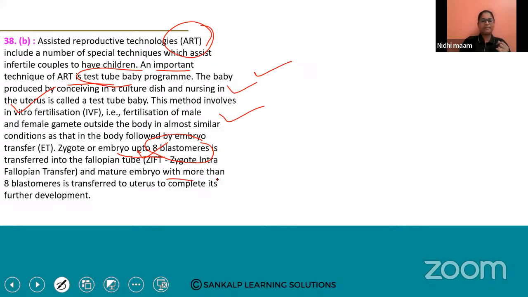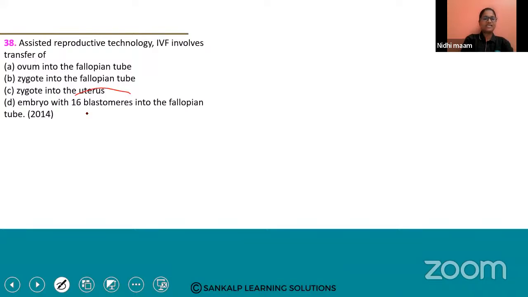And a mature embryo with more than 8 blastomeres is transferred to the uterus to complete its further development. So here, if the question had given the embryo with 16 blastomeres to uterus, option D would be the answer.